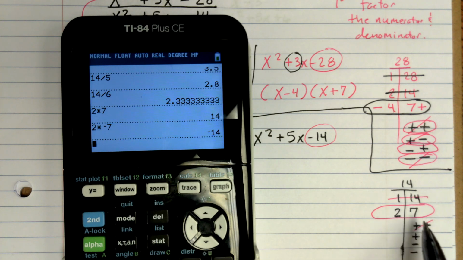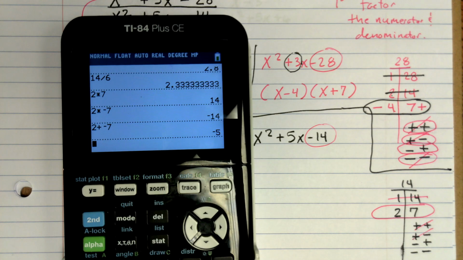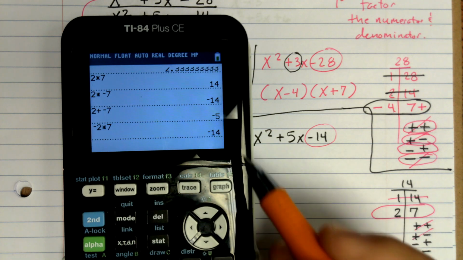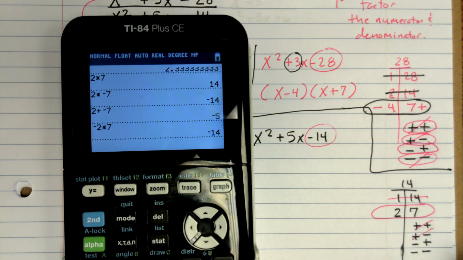So now I'm going to combine them and see if it gives me the value of 5. So positive 2 plus negative 7 gives me a negative 5. So I know that it's not going to be that one. Now I'm going to try negative and positive. Negative 2 times positive 7 does give me a negative 14, which is what I have for C. So that one checks out.